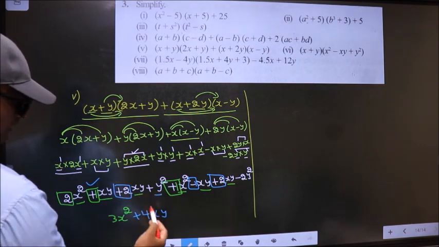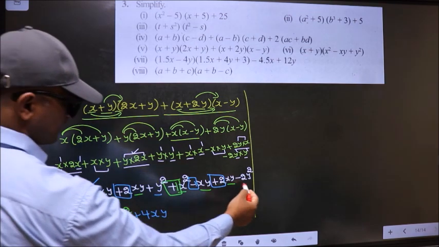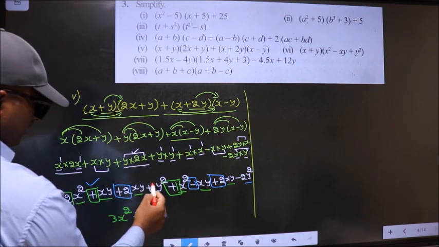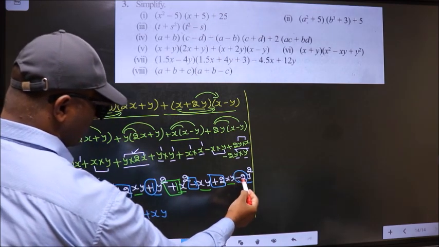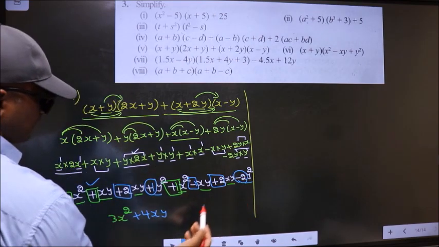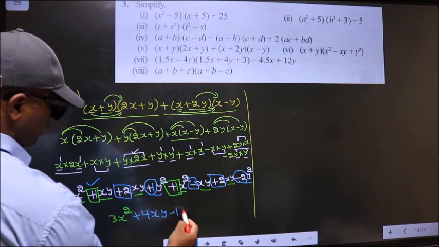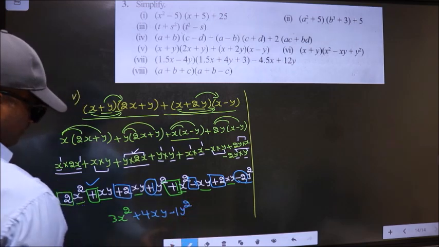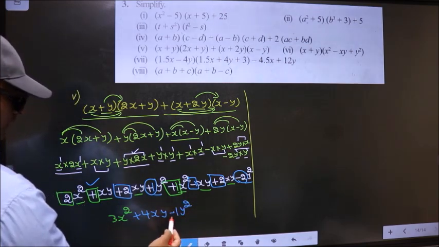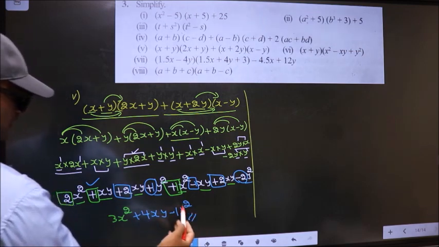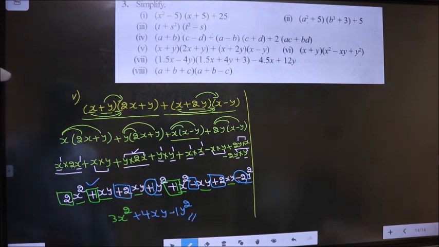Next, y square term. Do we have y square anywhere else? Here. Now look at the number before y square, plus 1 minus 2. So plus 1 minus 2 is minus 1, y square. Now all are unlike terms. We cannot simplify this. This is our answer. Next, sixth bit.